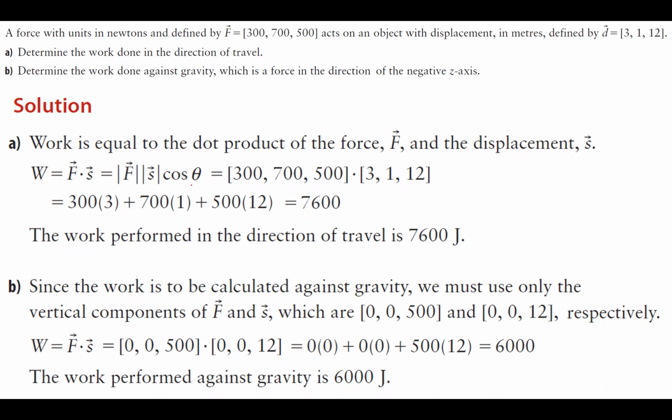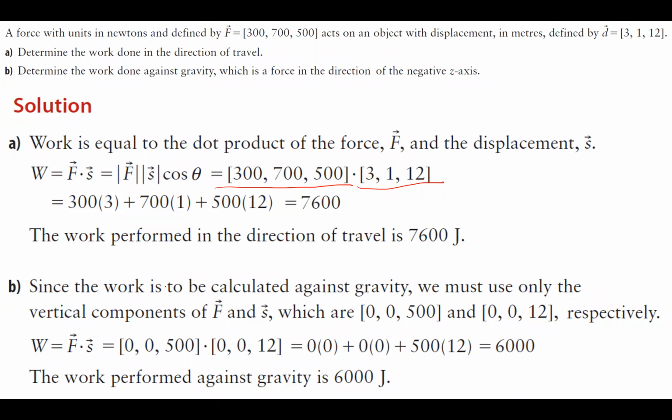So put all the values in. F is 300, 700, and 500. These are the three components, right? So this is F, and the S is given by 3, 1, 12, and the unit is meters. So the dot product between these two vectors is 300 times 3 plus 700 times 1 plus 500 times 12, which is 7,600. So the work performed in the direction of travel is 7,600 joules.